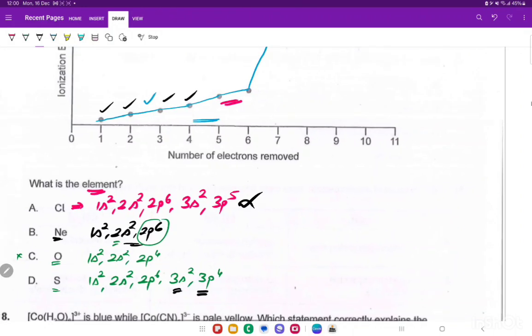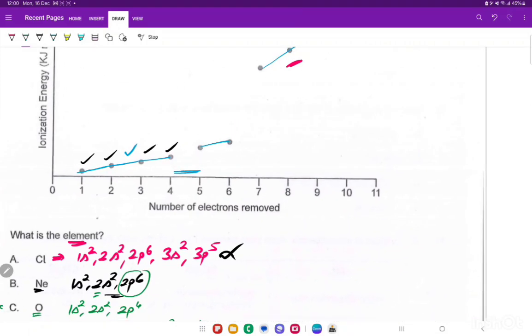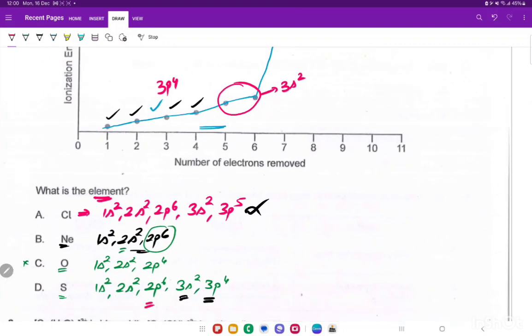Next 2 are lost from the s subshell of the same shell. They are losing the next electrons from the same shell, s subshell. So they can be lost from 3s and their energy is slightly increasing. 4 are lost from 3p and 2 from 3s. Absolutely correct. And then a new shell comes, which is 2p6.